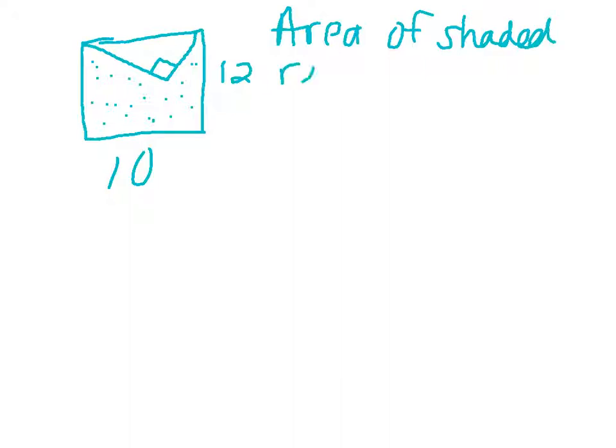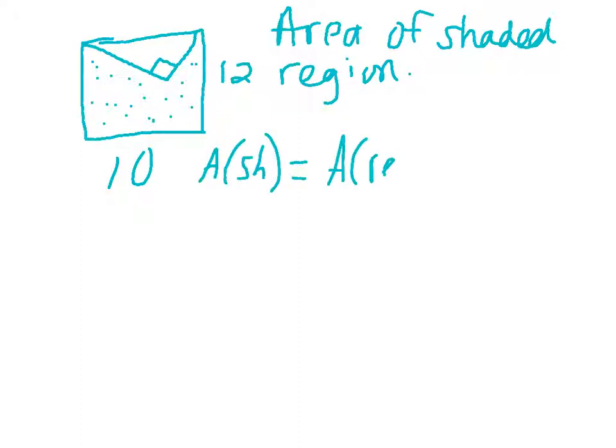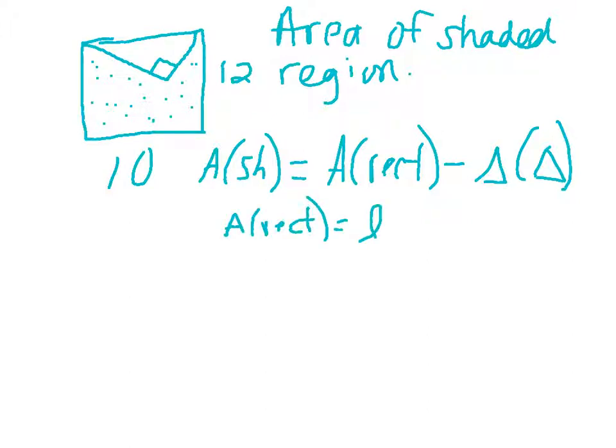So again, just take an eyeball at it. What makes sense to find the area of the shaded region? Same deal. The area of the shaded equals the area of the rectangle minus the area of the right triangle. So let's just break them off. Area of the rectangle is length times width. They gave us both of those numbers. So it's 12 times 10, which is 120.